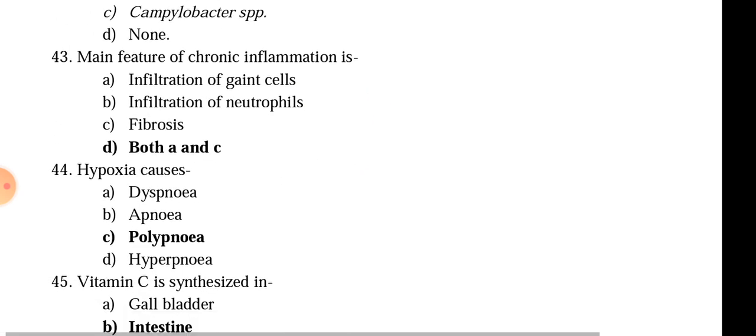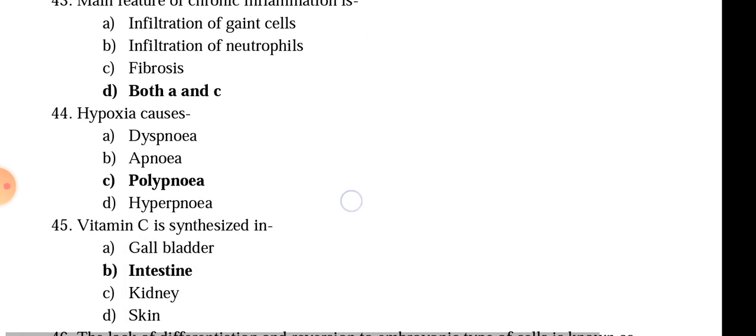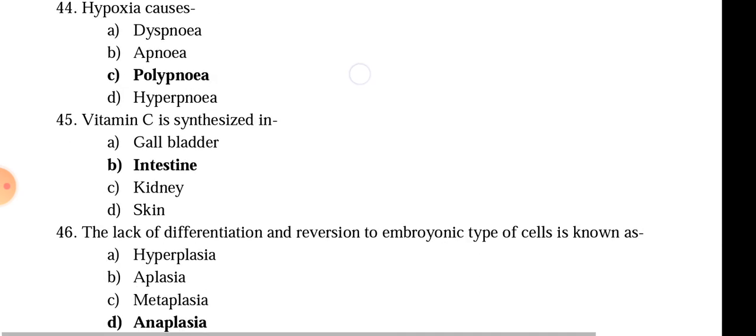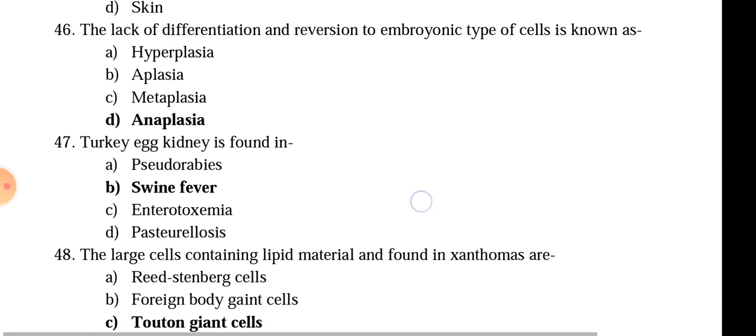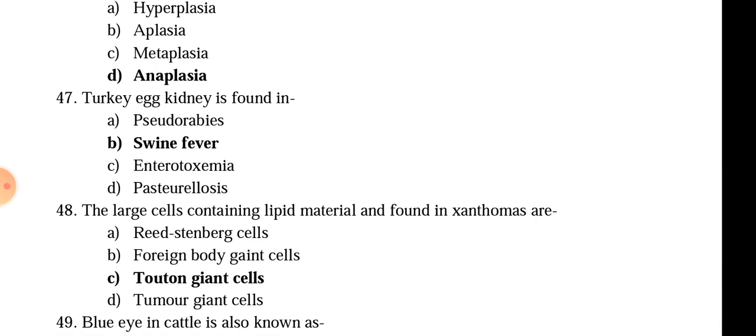Hypoxia causes polypnea. Vitamin C is synthesized in the intestine. The lack of differentiation and reversion to embryonic type of cells is known as anaplasia. Turkey egg kidney is found in swine fever. The large cells containing lipid material found in xanthomas are Touton giant cells.